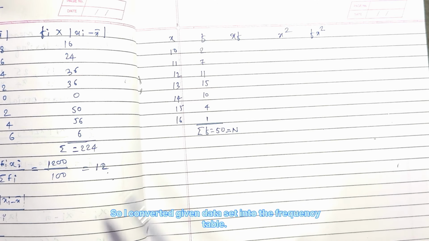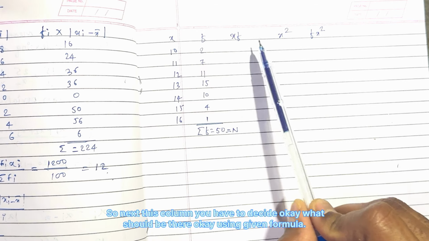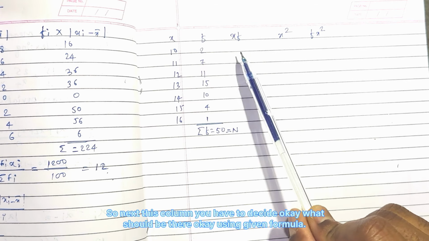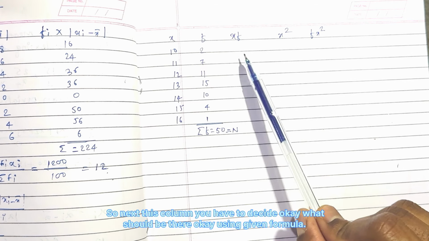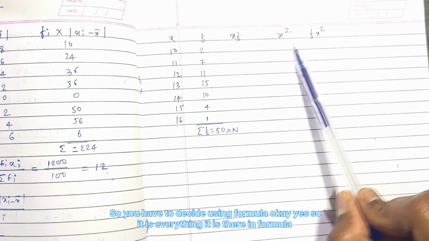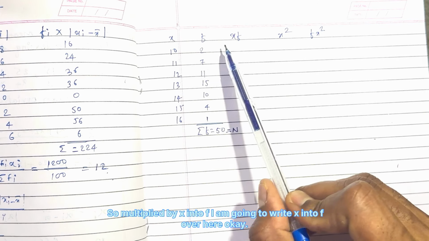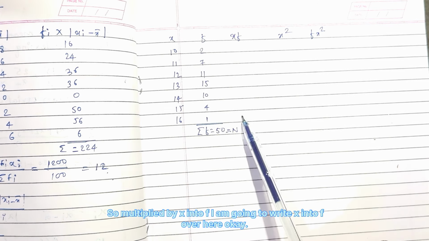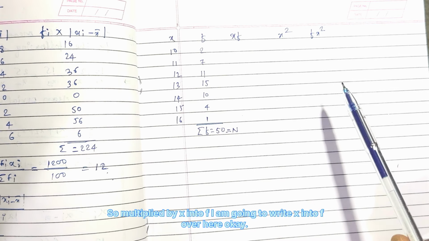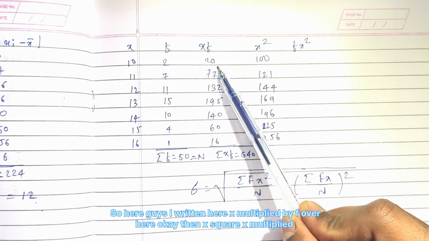So I converted the given data set into the frequency table. Next, you have to decide what should be in the remaining columns, using the given formula. Everything is there in the formula, so we will get the next answers. I'm going to write x into f over here. So I have written x multiplied by f. Then x square, which is x multiplied by x, and then multiplied by f.